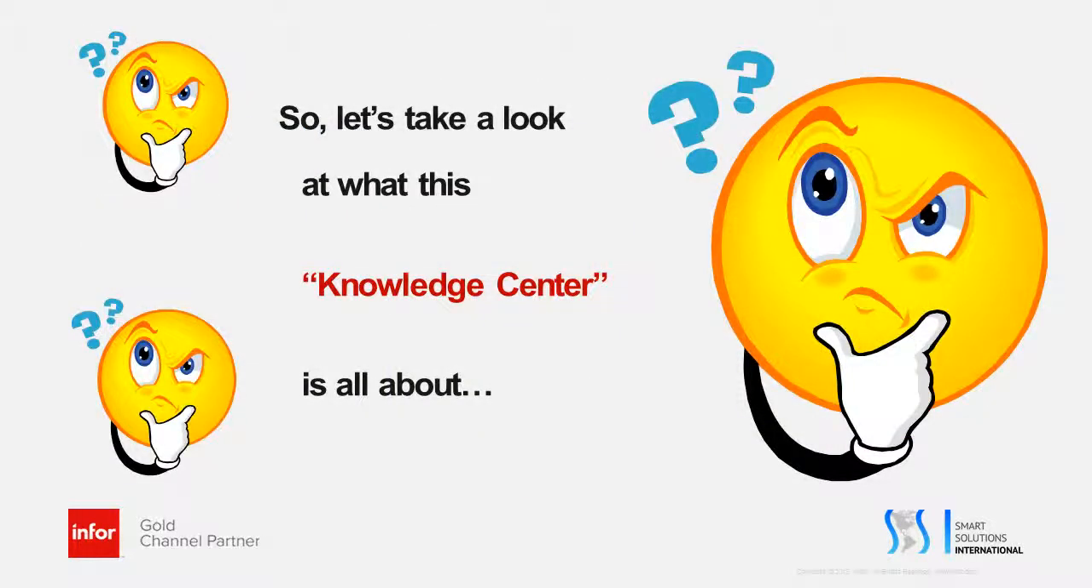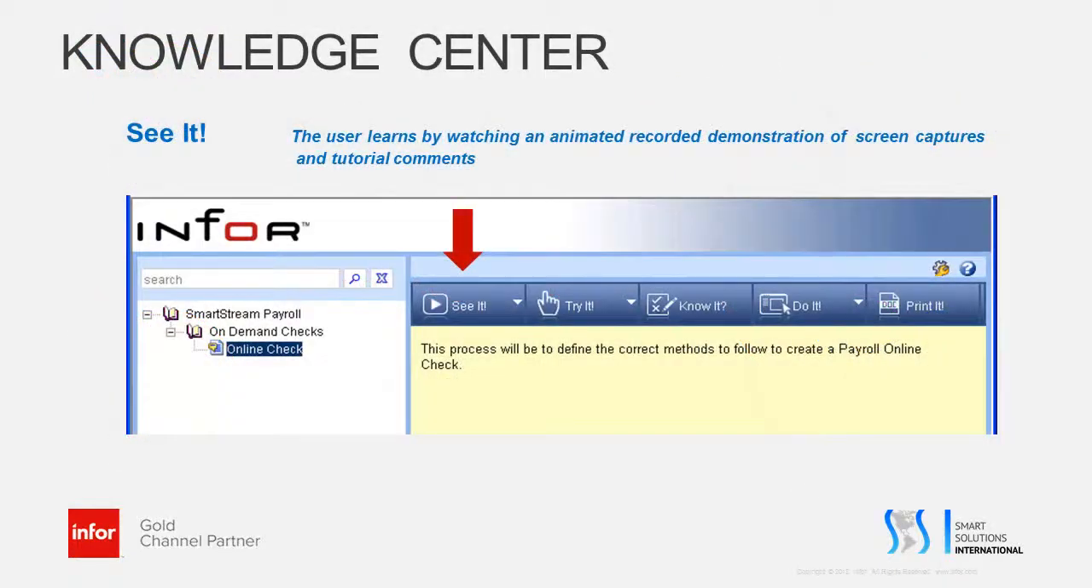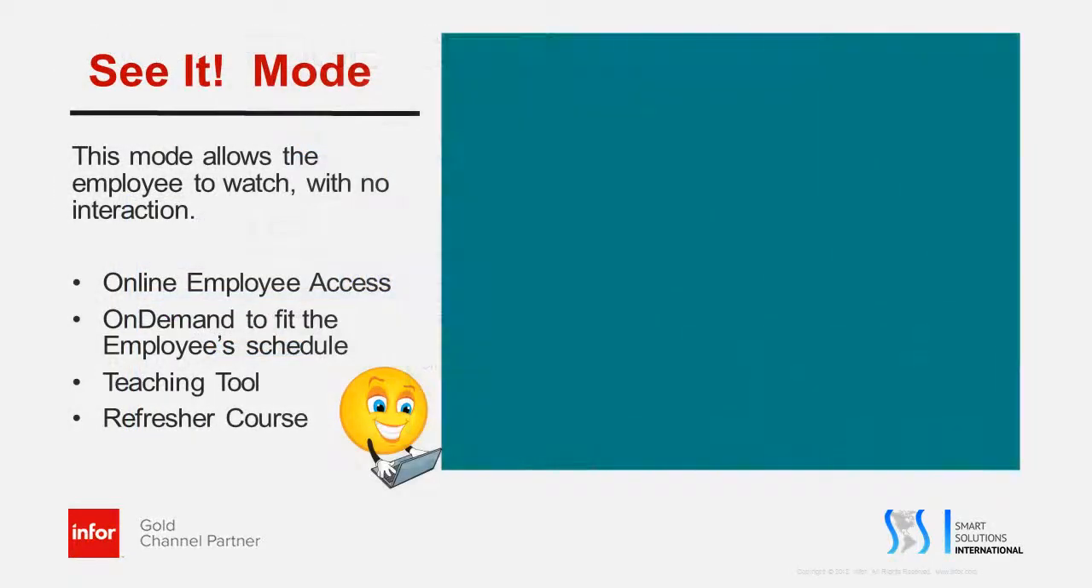Okay, now that we know how all of this comes together, let's take a look at what the employee will actually see in the online Knowledge Center. The first of the tabs is the See It mode, which is a simple video with no interaction from the employee. This would be a good starting point for a new employee to be able to watch an online check being created in the SmartStream payroll system.